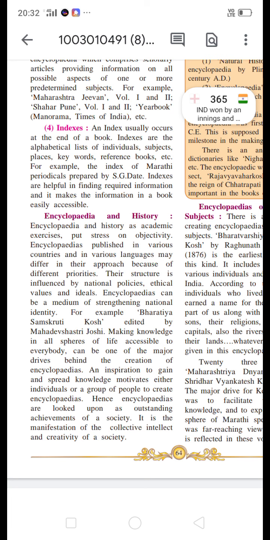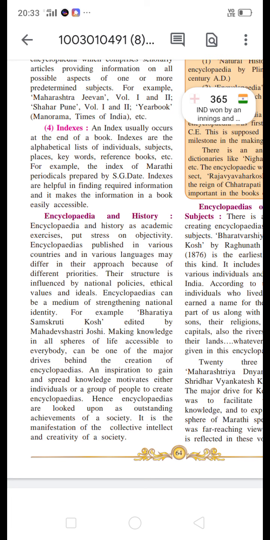Encyclopedias published in various countries and in various languages may differ in their approach because of different priorities. It means encyclopedias are not limited to India, but are published in different countries and in various languages. Whichever subject they give priority to, because of that their approach is different in each country.